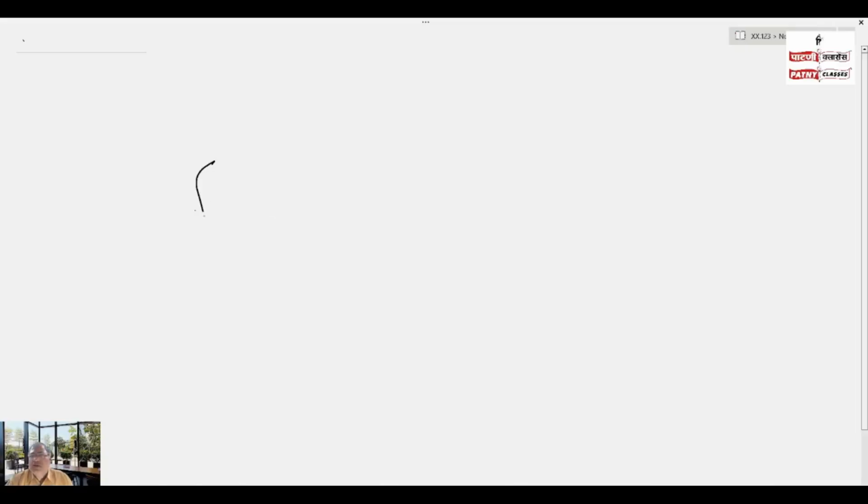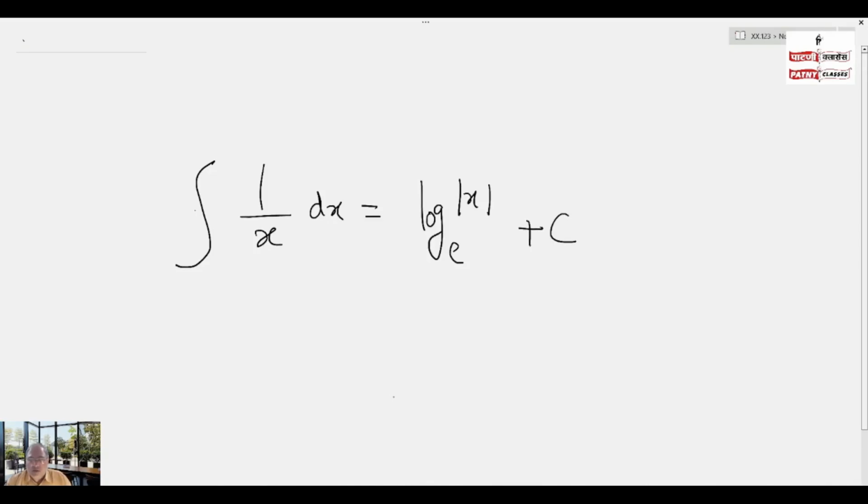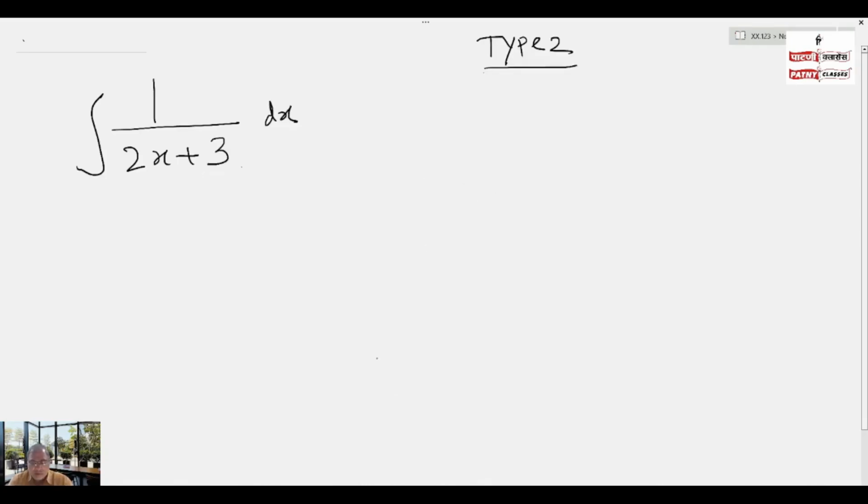Under this type, I am going to consider problems like integration of 1 upon x with respect to x equals log of modulus x to the base e plus c. Now let us solve some problems on the basis of this formula. Consider the example: integration of 1 upon 2x plus 3 with respect to x. Now how to solve it?